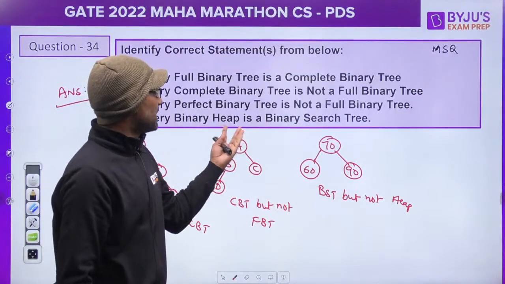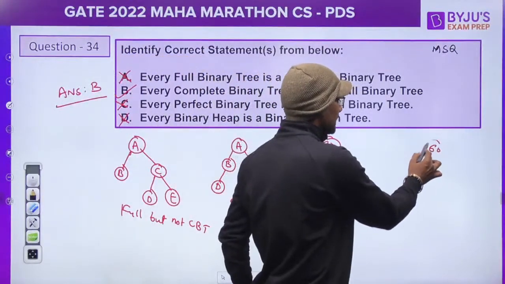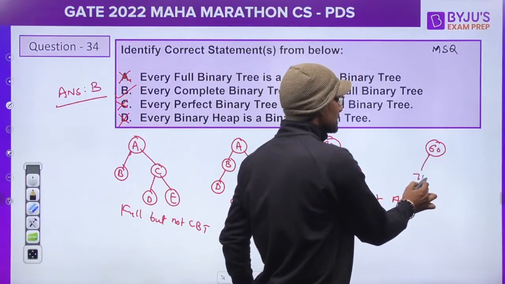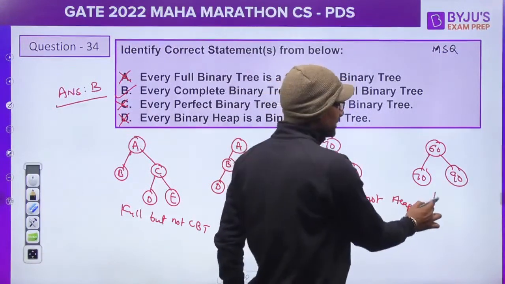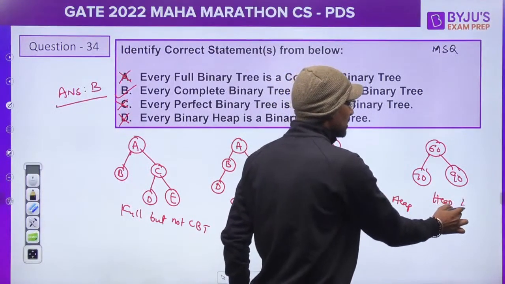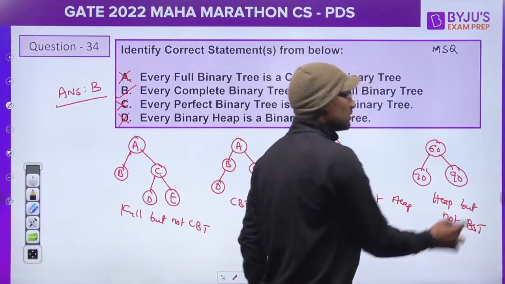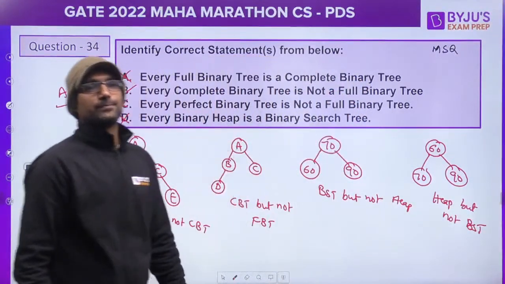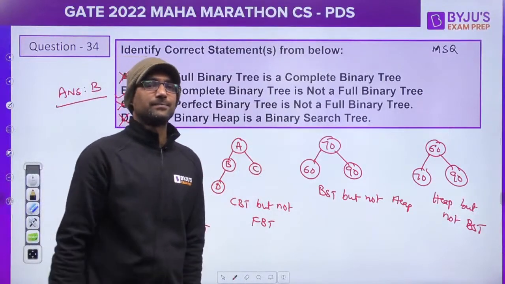So not every binary heap is a BST. This holds only if I write it like this: 60, 70, 90. Now it is a heap but not a BST, because in a BST the left children should be small and the right should be big.